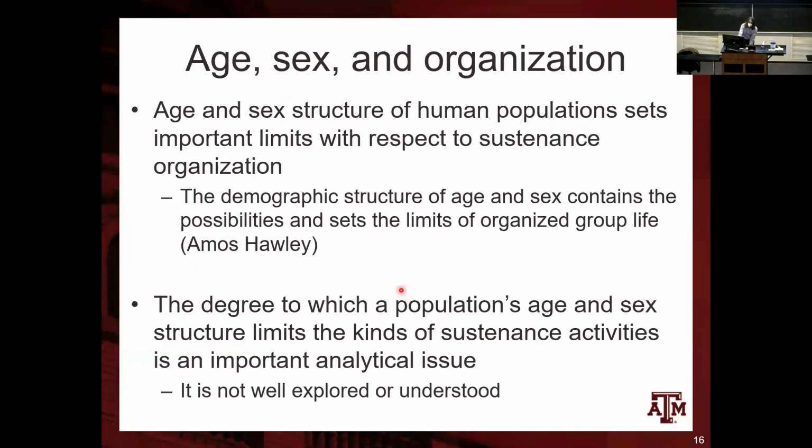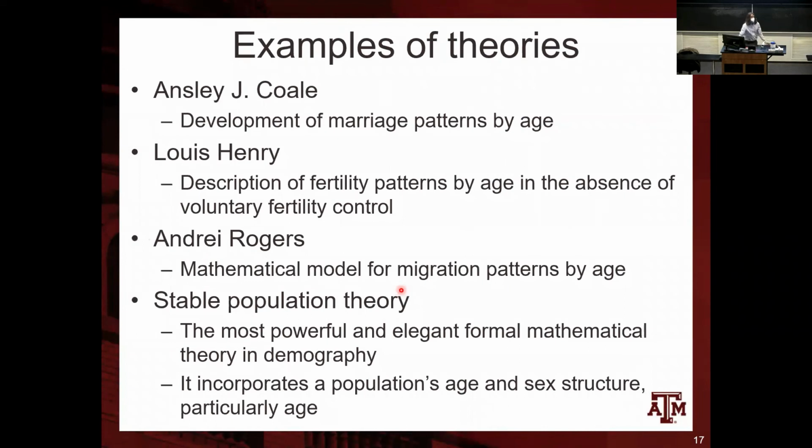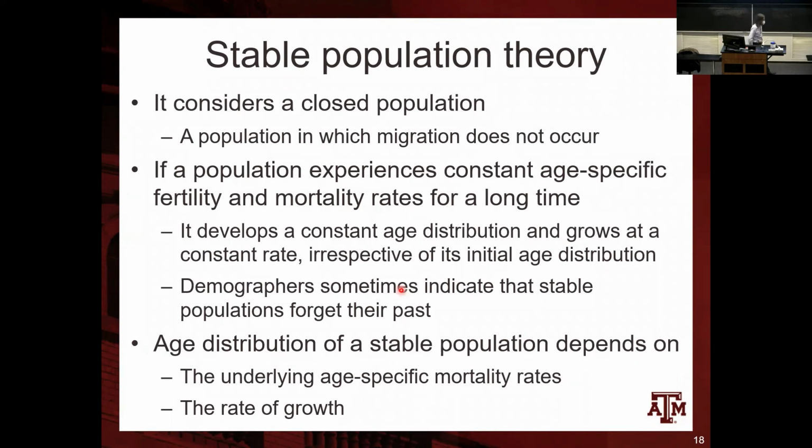And the stable population theory is maybe the most powerful mathematical theory in demography, because it helps us understand what's going to happen in the future. It incorporates a population's age and sex structure, particularly age. And I'm going to discuss this more in the next class, but I mentioned to you some controversy that I had just now related to that.